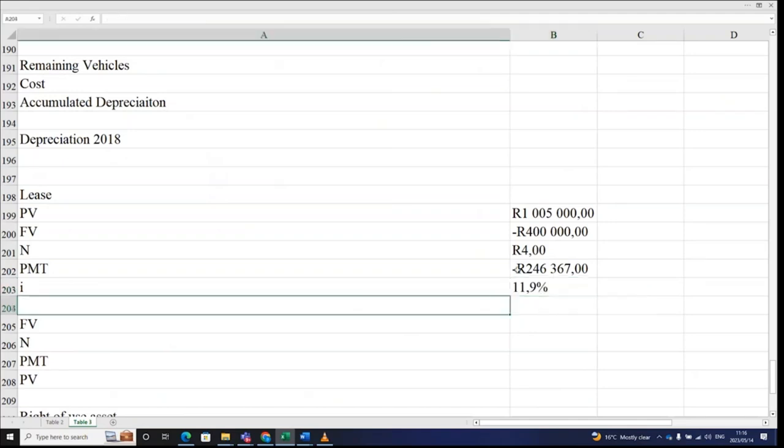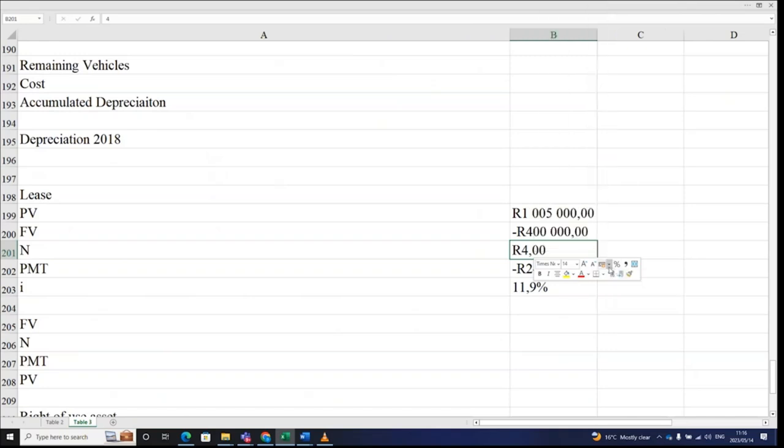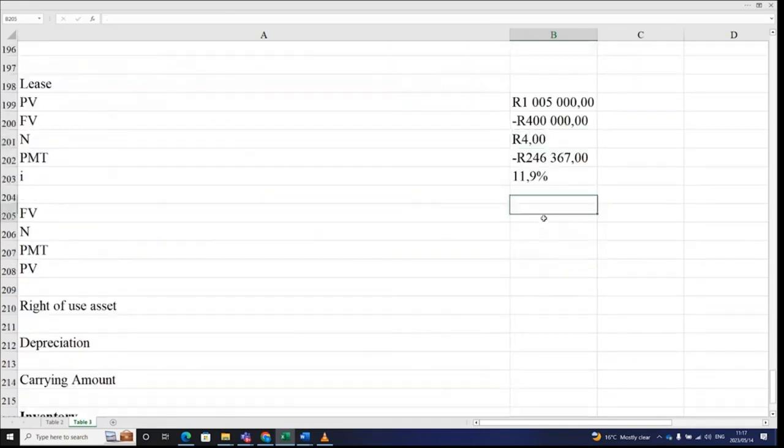Okay, then this over here doesn't matter. But anyway, this is just a number. This is like 4, representing the number of years which the lease is active for. Okay, all right. So then we'll get to now the present value of the minimum lease payments, which is the liability, which forms part of the right of use asset.